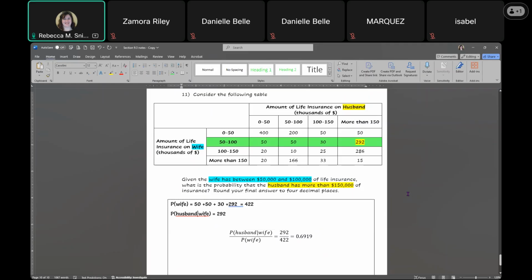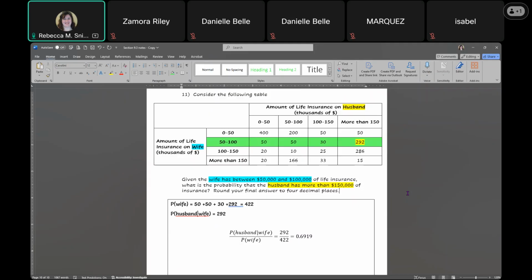Okay. Are there any questions over 9.3, using your conditional probability or your multiplication principle?